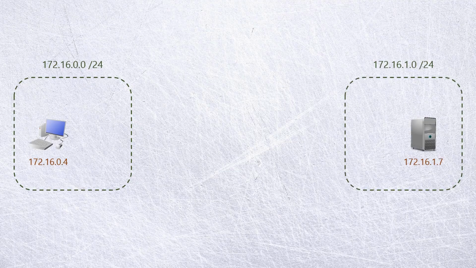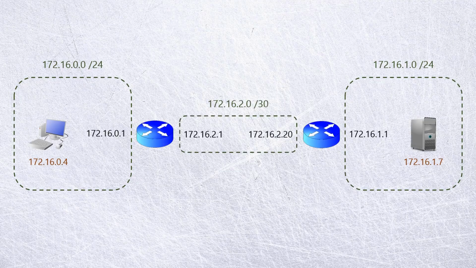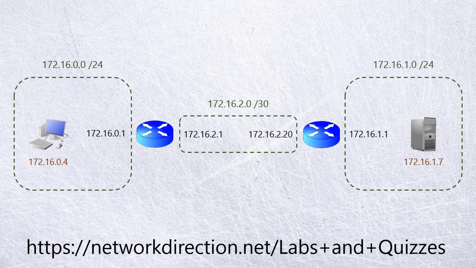See if you understand by testing yourself with this example. We have two /24 networks. These are joined together by a small /30 network. A device in network A is unable to communicate with a device in network B. Why are they unable to communicate?